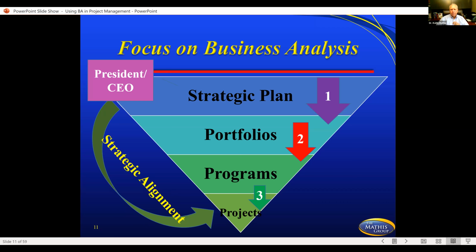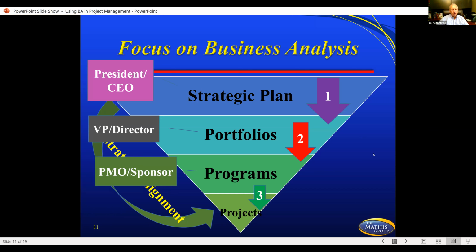Normally at the higher level of the strategic plan, you're going to see the president, the CEO at that level. At the portfolio level, you're going to see the vice president or a director at that level, because remember, that's a funding unit and a funding level. And so they're putting money into different portfolios to drive the business objectives. And then at the program level, we will normally see a PMO, a sponsor, at that level.